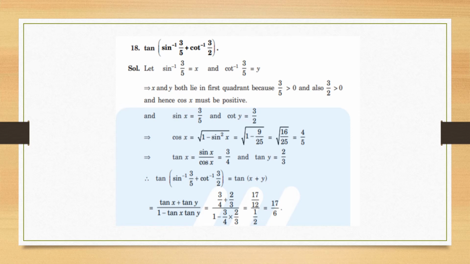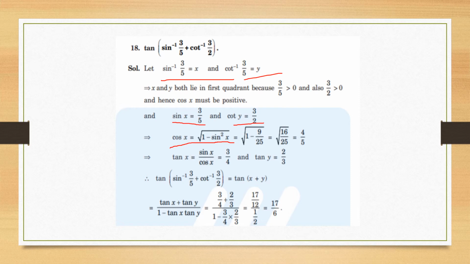Number 18 is tan of sin inverse 3 by 5 plus cot inverse 3 by 2. You have to find the value. So put sin inverse 3 by 5 equal to x, cot inverse 3 by 2 equal to y. So we get sin x as 3 by 5, cot y as 3 by 2. For sin x, because I just need tan, I'll find cos x by using the root of 1 minus sin squared x formula, or you can use the Pythagoras theorem also.